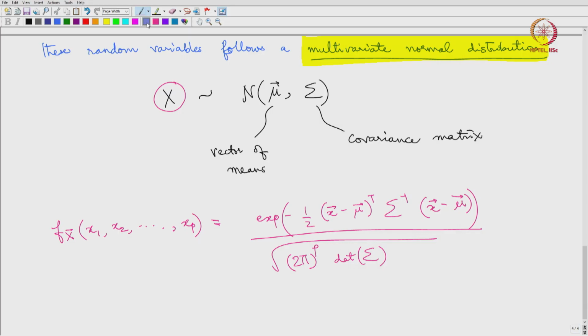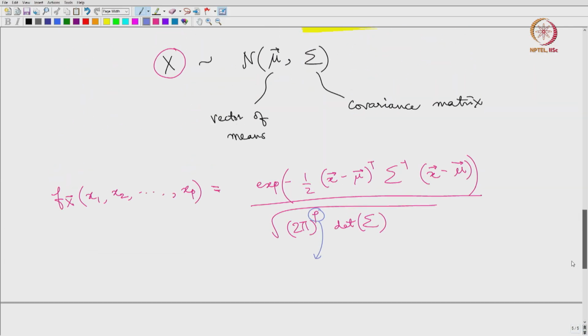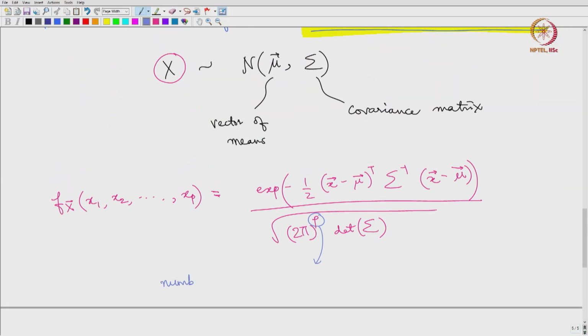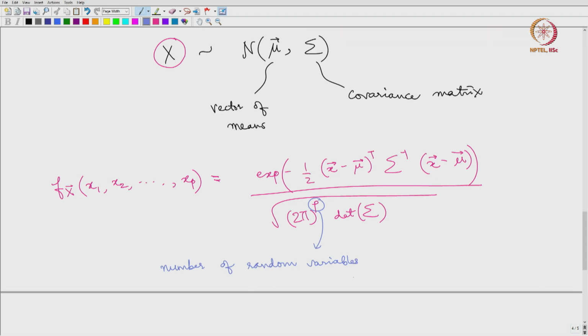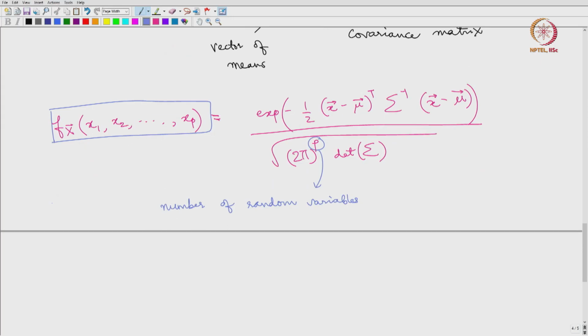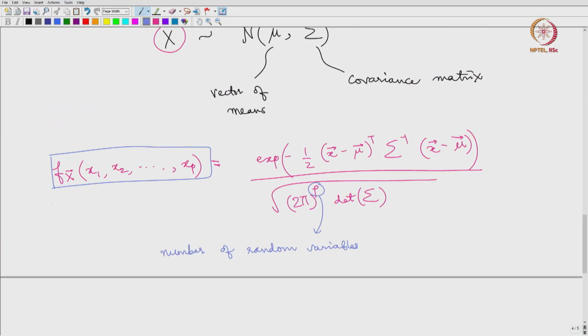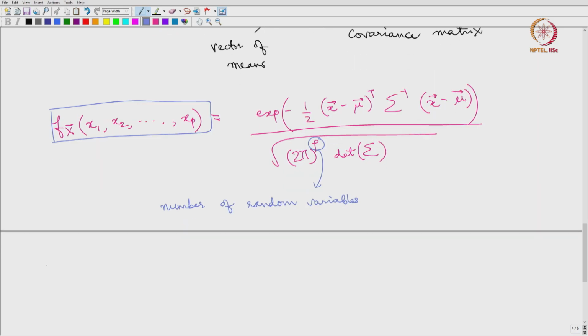Now this p is essentially the number of random variables in the Gaussian process, which we are considering when we write this joint probability density function. And this sigma here, like we said, is a covariance matrix, but you do see that you have to take a square root of the determinant. So this is defined when the determinant of the covariance matrix is greater than 0. That means your sigma must be a positive definite matrix.